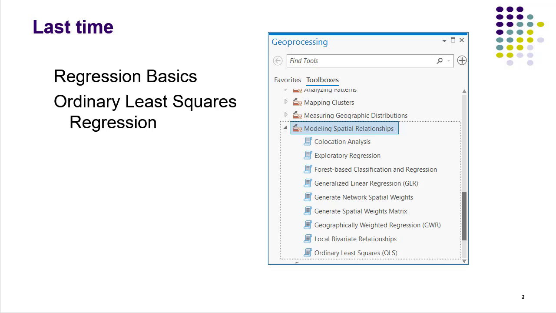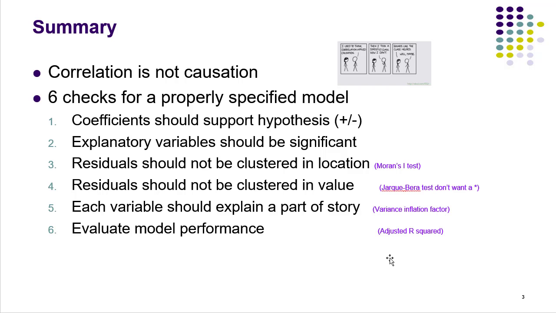Modeling spatial relationships has a lot of different options that you see here. Today's class, we're going to work primarily with ordinary least squares. And last time, remember that correlation does not mean causation. We have 6 checks to properly specify our model.